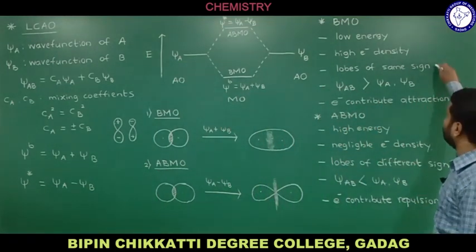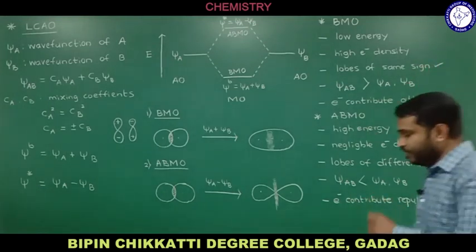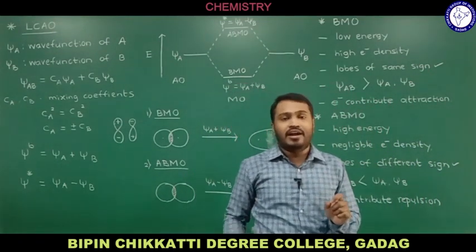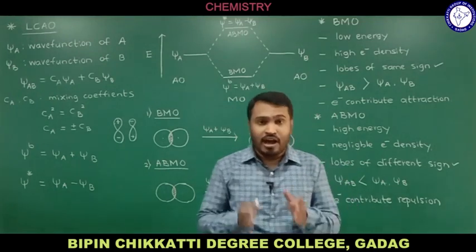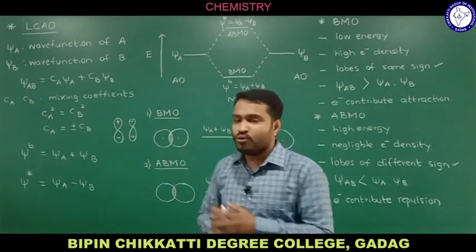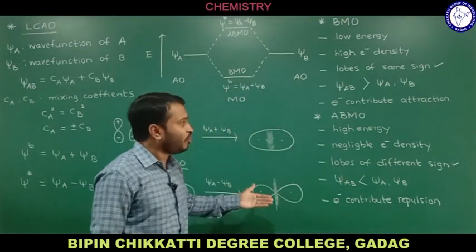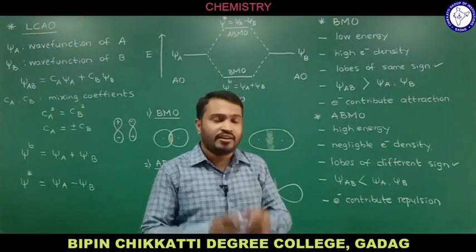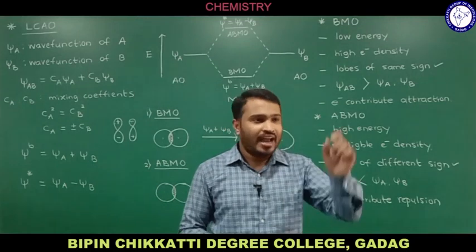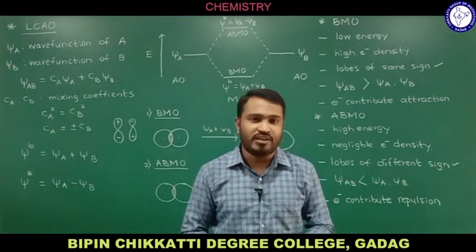You need to remember, if the lobes of same sign we have, BMO is formed, and if the lobes of different sign we have, ABMO is formed, and all the properties are very simple, you can remember them in a very easy manner. Now, after knowing how molecular orbital is formed, the concept of LCAO, the energy and the stability, how BMO and ABMO are formed, and what their key features are, we'll see how S-S combination of atomic orbitals takes place, and S-P combination, and finally P-P combination of atomic orbitals takes place.